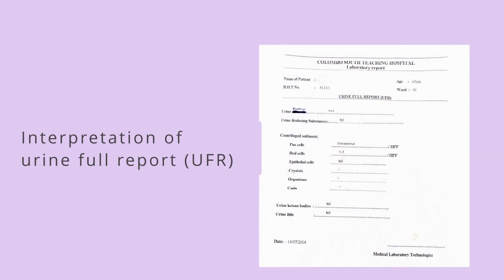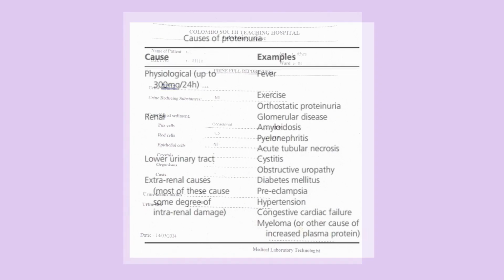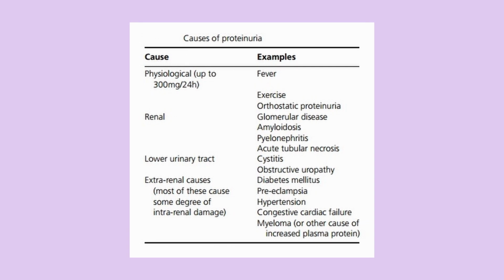Now, let us interpret a urine full report. This patient is a 65-year-old male. So, you can see that the urine protein is 3 plus, which indicates there is a moderate amount of protein being excreted, and the centrifuged sediment is normal, and the urine sugar, ketones and bile are not detected. So, this patient has proteinuria which needs to be investigated.